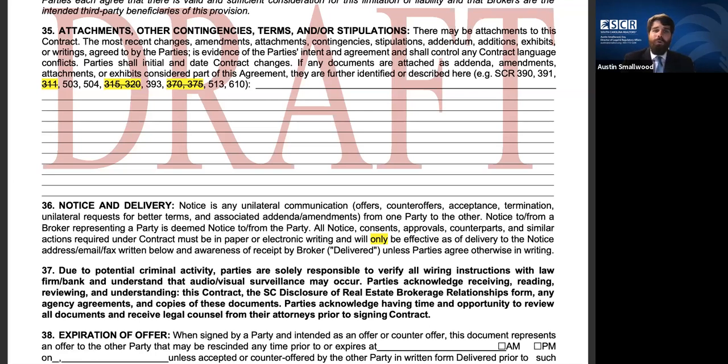Paragraph 36: a reminder that notice is only effective if it's delivered to the notice address, email, or fax that is on the contract. So make sure when you are communicating with parties that you're sending it to the notice address, email, or fax that is under the buyer or the seller line. That is 9 times out of 10, if not higher, not going to be the buyer and the seller's address, email, or fax. That is going to be your office. But make sure you're having that conversation with your buyer or seller.